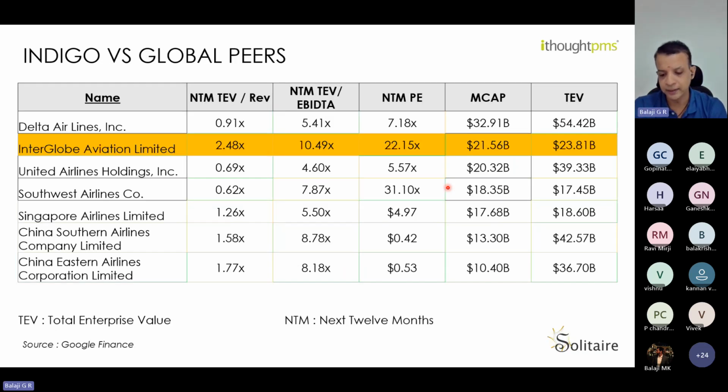So all this resulted in a phenomenal rise in market cap. And today, if you see the perspective, Delta's market cap is close to $32 billion, and Indigo's market cap is close to $21 billion. I think clearly the rise in value over the last 18 months made Indigo one of the top three large global airline companies, and that's coming out of India. That is a good recognition to have.